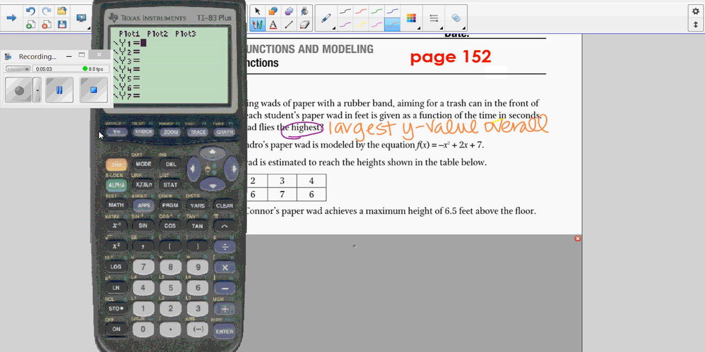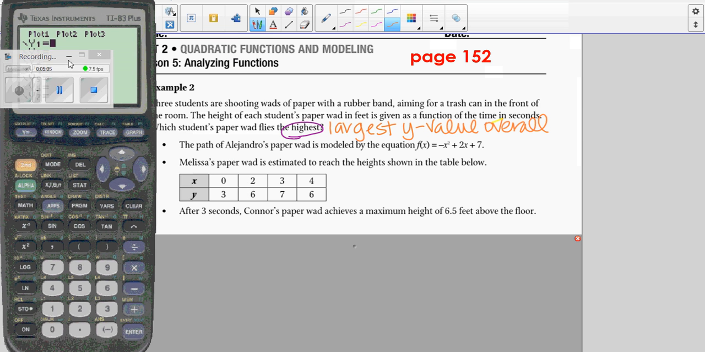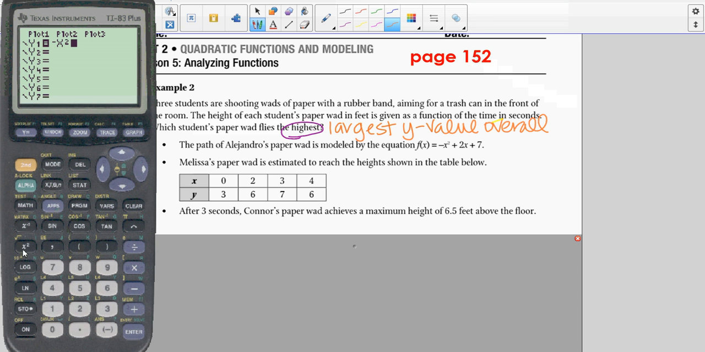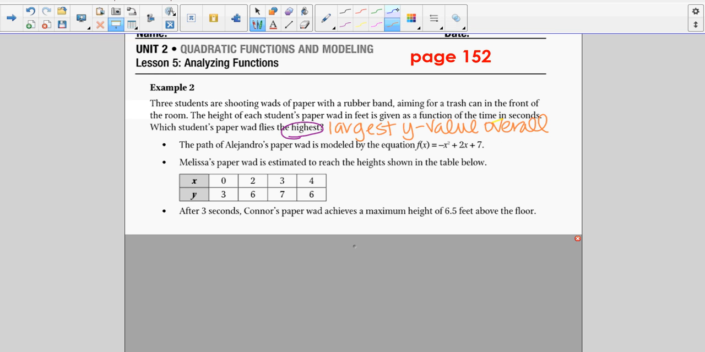If we look, the first one says the path of Alejandro's is modeled by that quadratic equation. So you have negative x squared plus 2x plus 7. I'm just going to graph it in a standard window. Since it's a quadratic, we're looking for the largest y value, so obviously we're going to find the maximum. Second, calc, max, you can do your left bound and your right bound and your guess. So the maximum for his is 8.